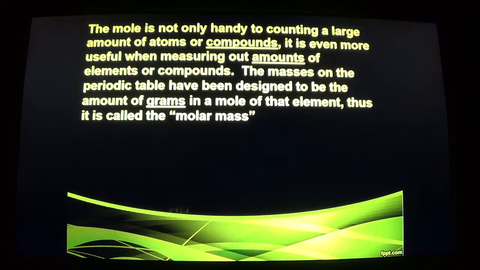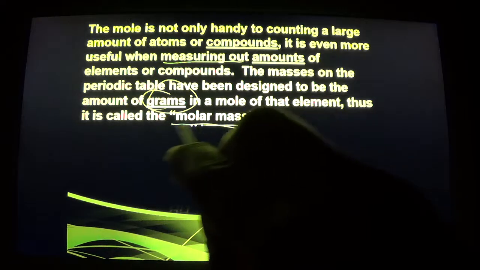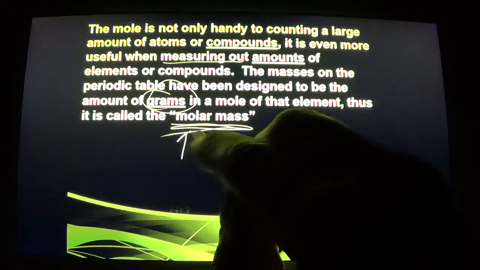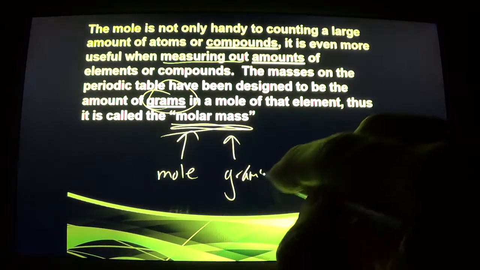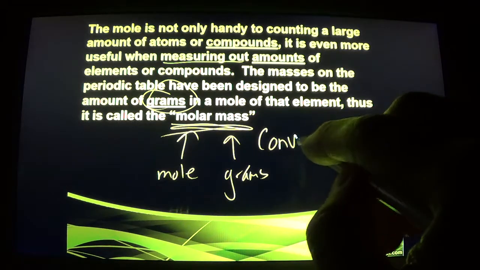We're going to use the mole to tell us, for atoms and compounds, how much to measure out. So if we're measuring out amounts of elements or compounds, we're measuring out grams. How many grams am I going to measure out on my electronic balance to have a mole or 2 moles or however many moles I'm wanting? In order to do that, I'm going to be using molar masses. And as the name implies, we have mole and we have mass, which is grams. So this is actually a conversion factor.